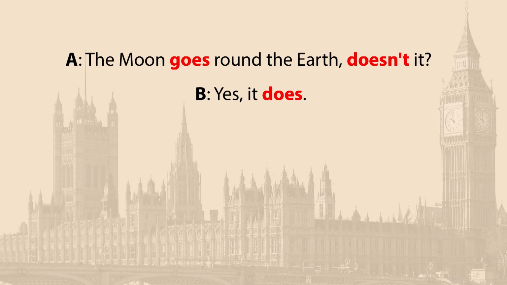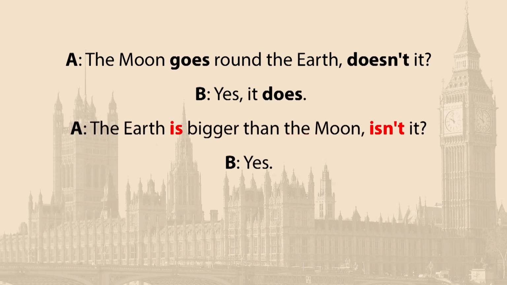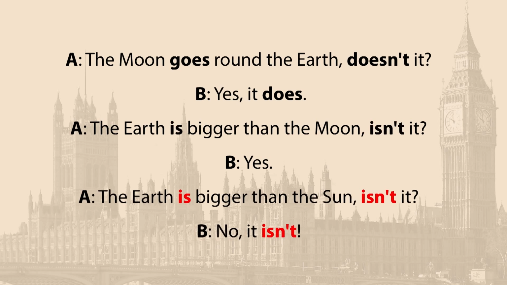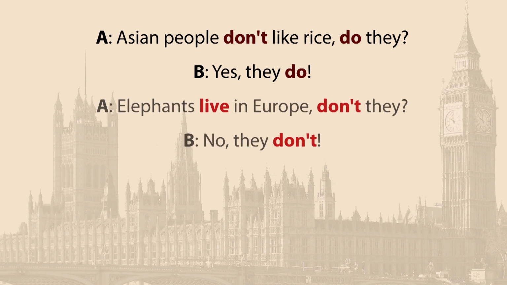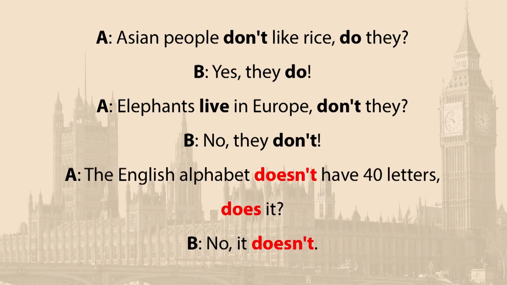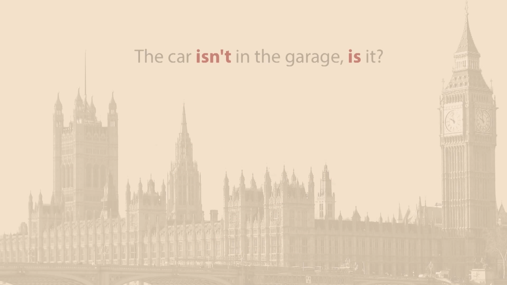Here are some more examples with correct answers. The moon goes round the earth, doesn't it? Yes, it does. The Earth is bigger than the Moon, isn't it? Yes. The Earth is bigger than the Sun, isn't it? No, it isn't. Asian people don't like rice, do they? Yes, they do. Elephants live in Europe, don't they? No, they don't. The English alphabet doesn't have 40 letters, does it? No, it doesn't. The car isn't in the garage, is it?